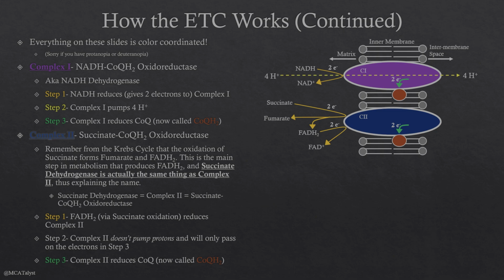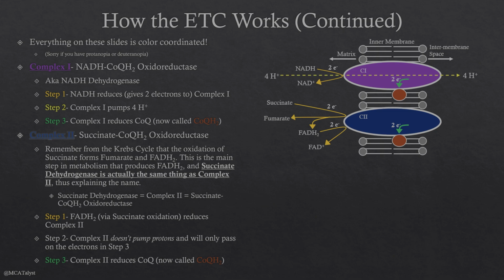Just to reiterate what is going on with complex 2. Complex 2, which is essentially the same thing as succinate dehydrogenase, is going to take succinate and oxidize succinate into fumarate, which is going to help us produce FADH2 in that redox reaction. Now that we have that FADH2, we can immediately turn that around and give those electrons back to complex 2. Now that complex 2 has the electrons, it doesn't necessarily want to use that energy yet, so it's going to pass on those electrons to coenzyme Q, forming the reduced form. You could also call it ubiquinol, and you should be able to use those interchangeably.